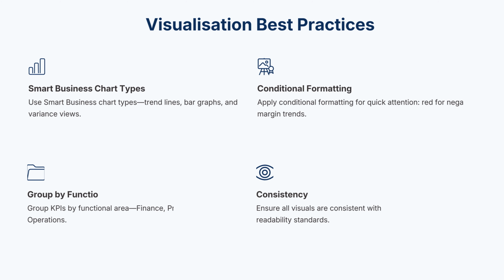Visualization best practices. Visuals drive executive adoption. Use charts and colors that make insights intuitive: red for cost overruns, green for savings, yellow for potential risks. Group KPIs by area to avoid clutter and keep labels business friendly. Good visualization transforms raw data into instant decision cues.